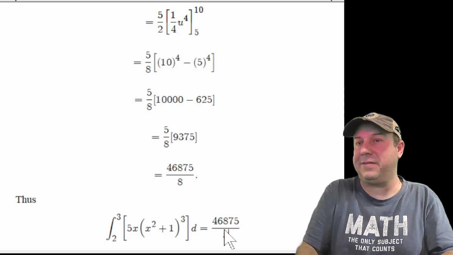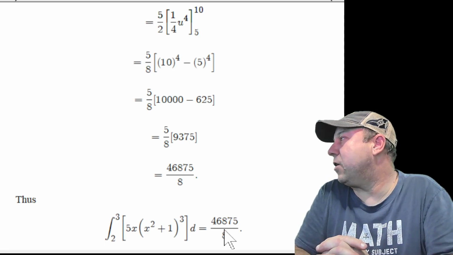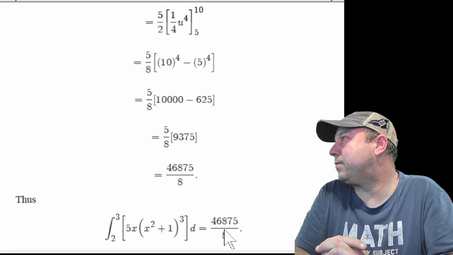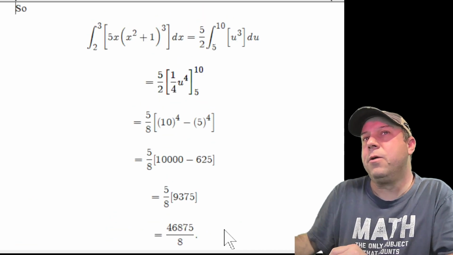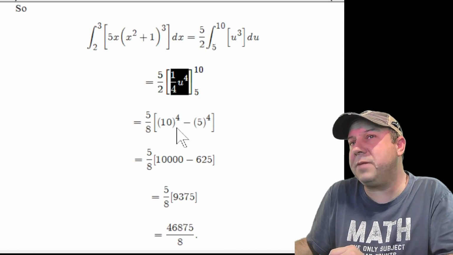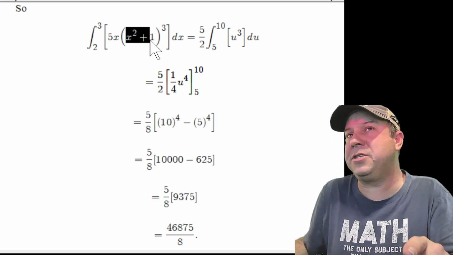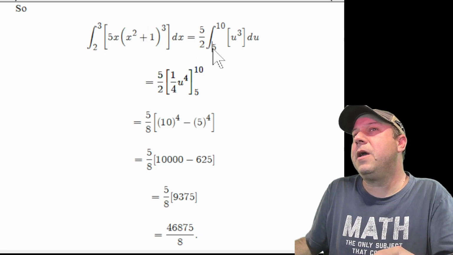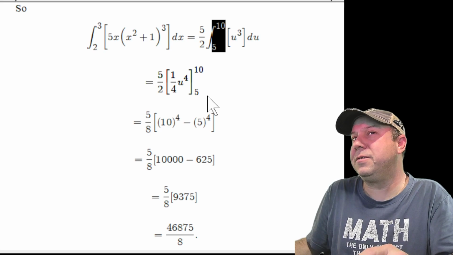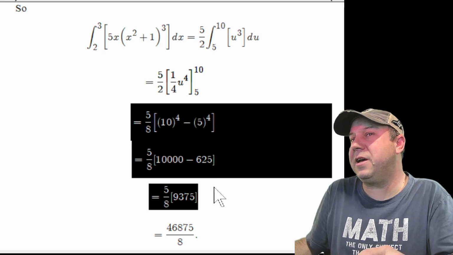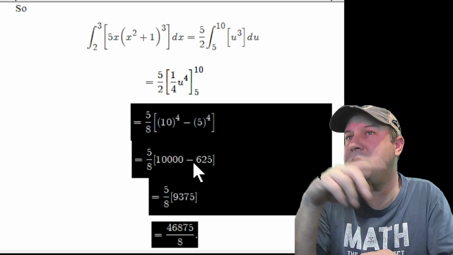46,875 eighths in value. And that is variable substitution. You can perform it here in this definite case, where you can set up the variable substitution in terms of the variable you're substituting into the composition. And you can leave it in terms of that variable if you adjust your bounds. And it becomes just a definite integral calculation with respect to u.